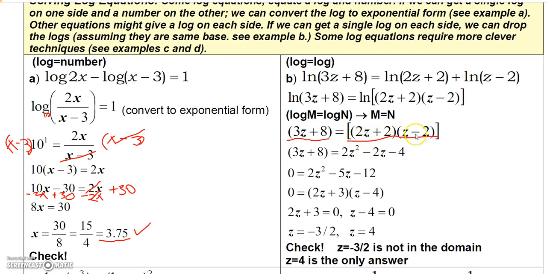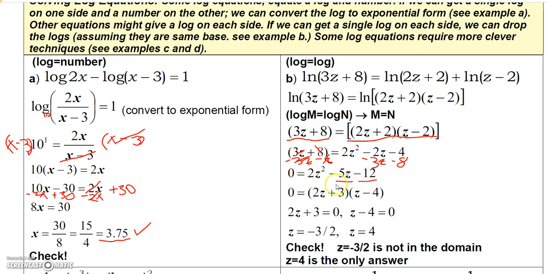Go ahead and FOIL these two together to get the product to be 2z squared minus 2z minus 4. And then subtract 3z and 8 from both sides. If you take 3z away over here, it's just going to cancel those two terms. And then if you take 3z away over here, you'll get minus 2z minus 3z, which is going to give you minus 5z. Also we subtract 8 from both sides. When I subtract 8, the 8's cancel, and then subtracting 8 from this side, minus 4 minus 8 gives me minus 12. So I end up with 0 on the left and 2z squared minus 5z minus 12 on the right.